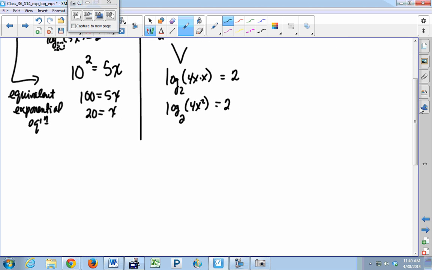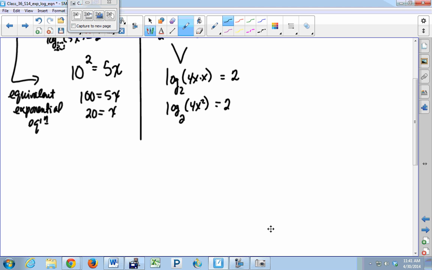What's the base of my log? 4x squared, doesn't that equal 2x squared? So it would be 2 times 1 plus 2x. Yeah. I think I'm going to do it a little easier, okay? But we can look at yours in a minute. But everybody with me so far? 4x times x is 4x squared.